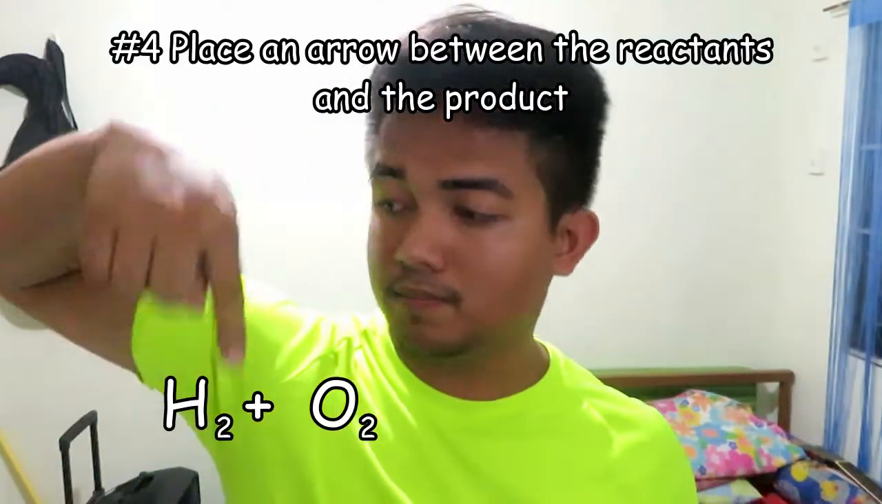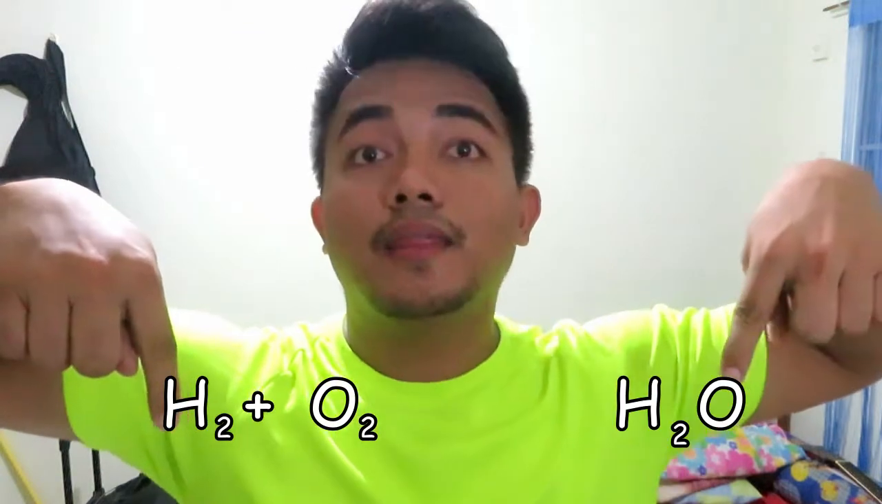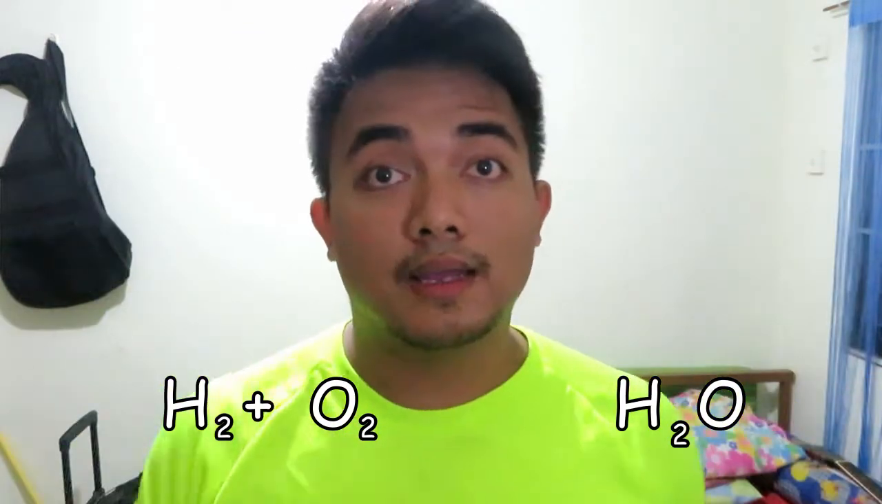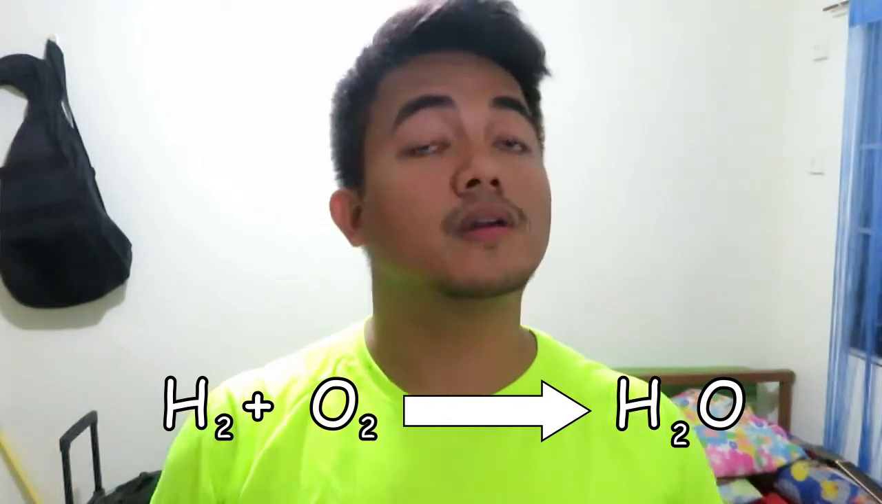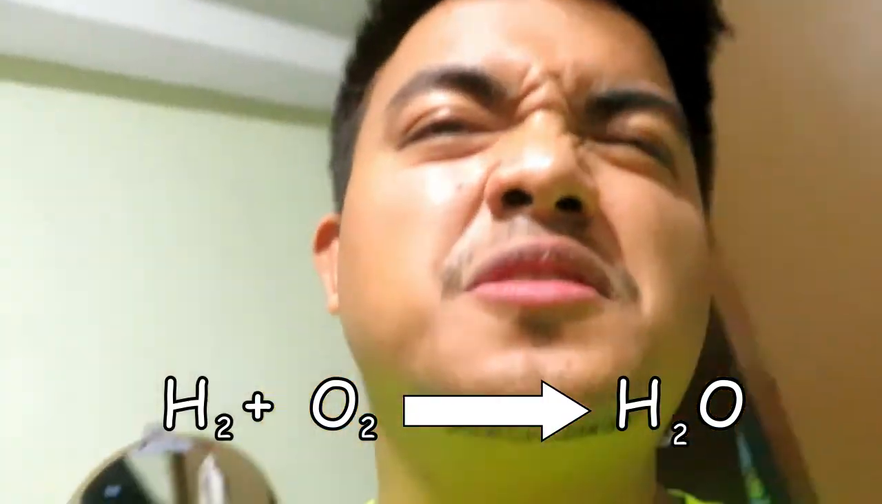That's consideration number 3. Number 4, between the reactant and the product, you're going to write an arrow. The arrow simply means produced or made. So for example, the reactant produced the product. Reactant 1 and reactant 2 made product.